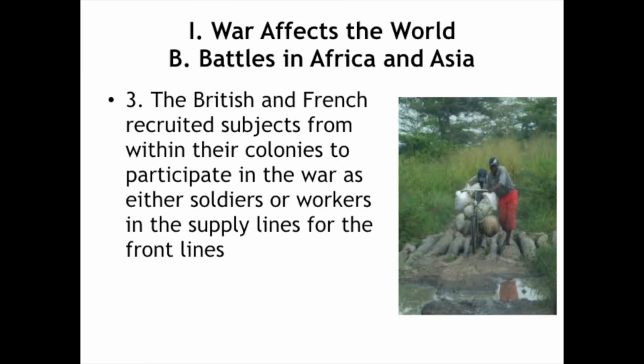Now, besides the fighting in Africa and in Asia, the vast majority of the fighting would be done on the European continent, but it would be done with soldiers from all over the world. The British and the French would recruit their subjects, or what we call conscript, meaning force them into military service, from within their colonies to either participate as soldiers or workers to supply the front lines. They would ship them from their colonial holdings all the way to northern France.